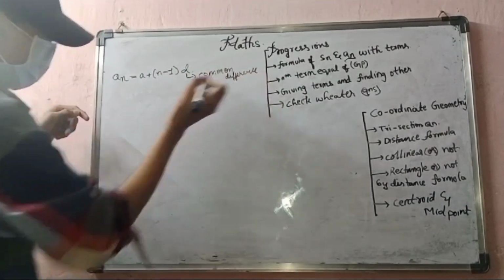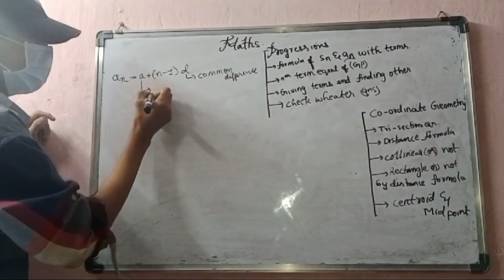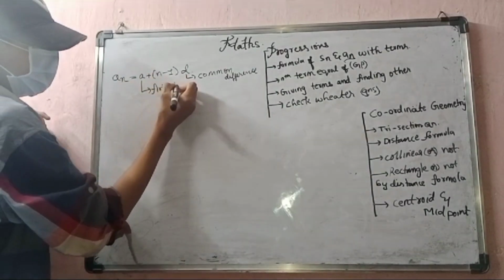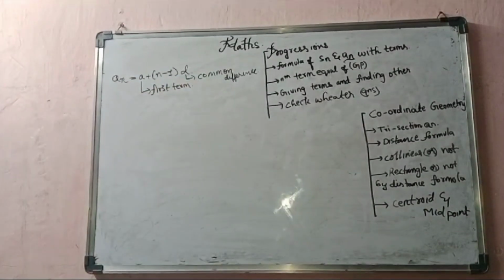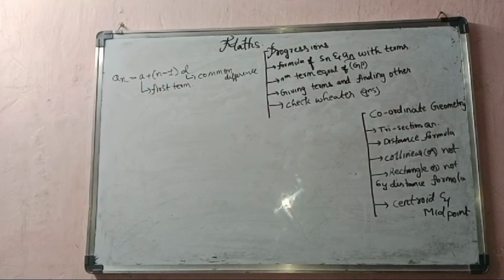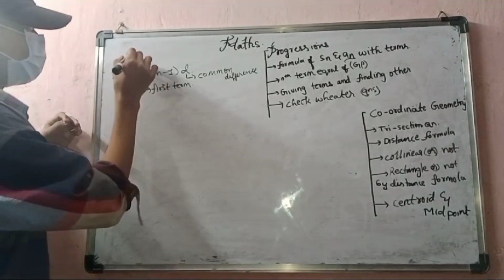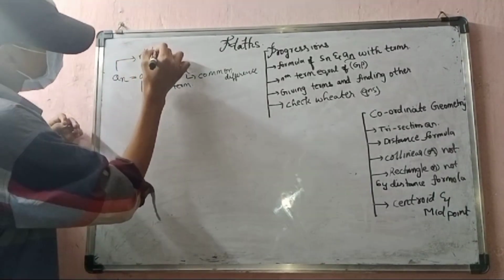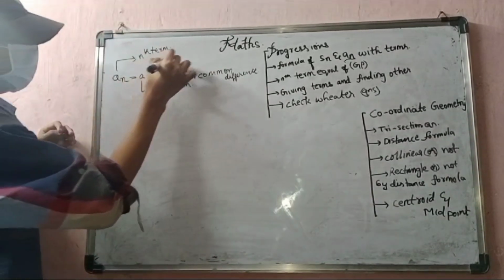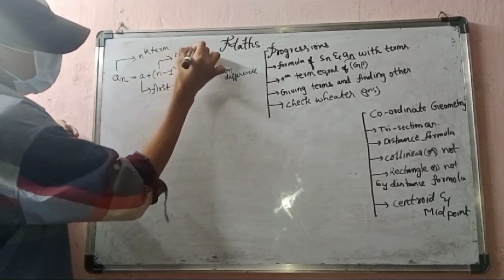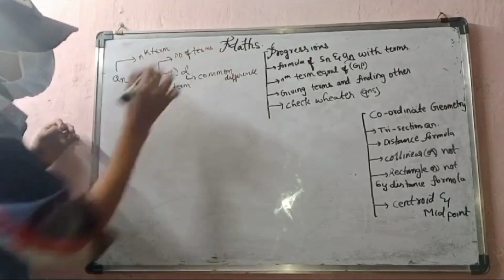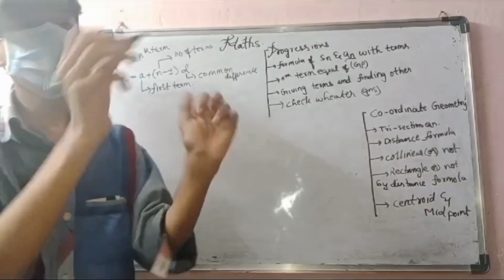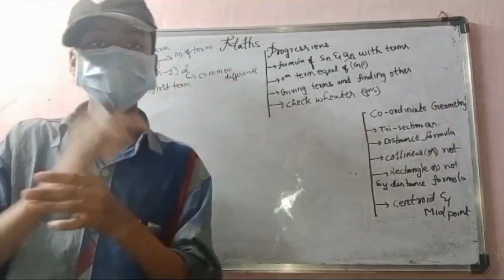Here d is nothing but the common difference, and a is the first term, and An is the nth term, and n is the number of terms. Clear?